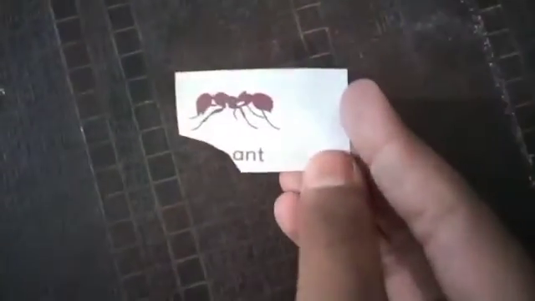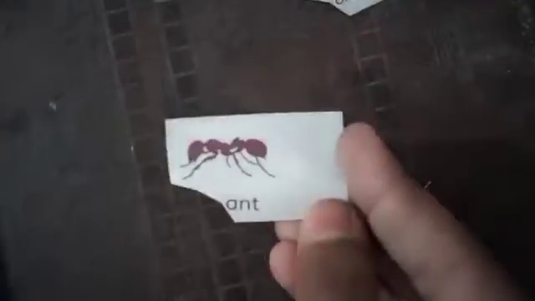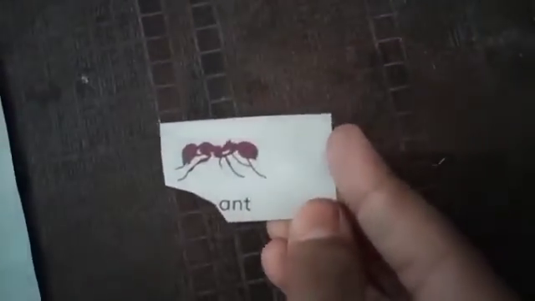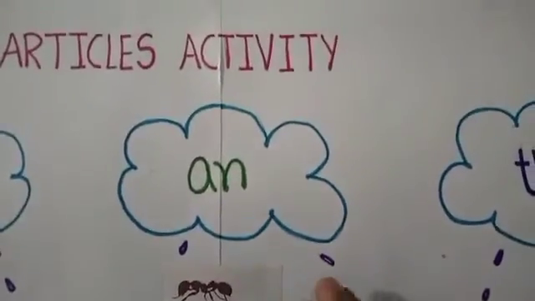Ant. What is first letter? A. A is consonant or vowel? Vowel. In front of vowels what will come? An. Very good. Next, take any picture.